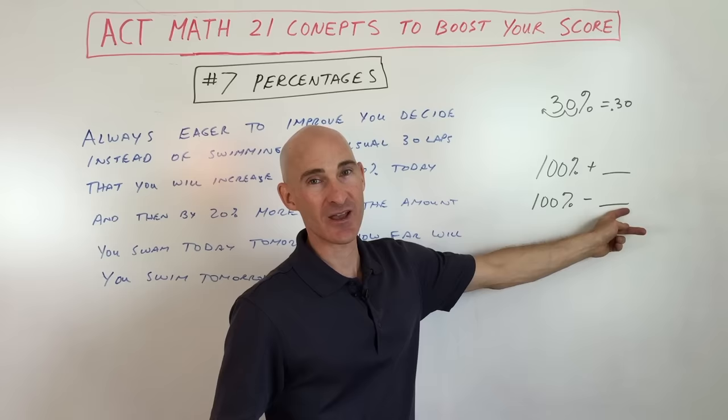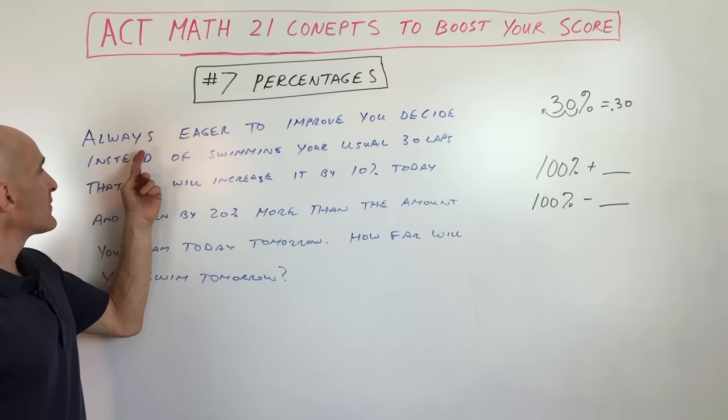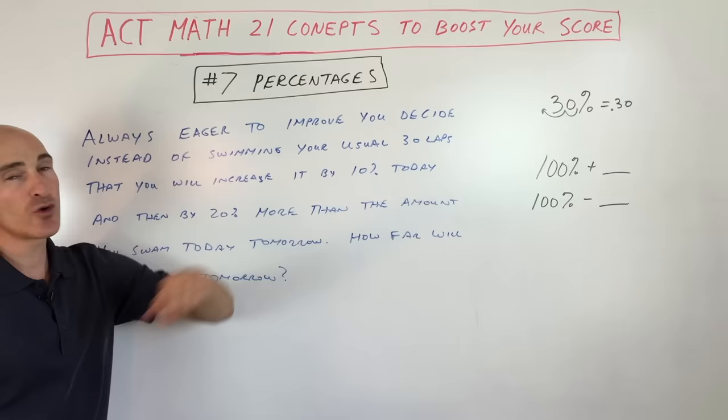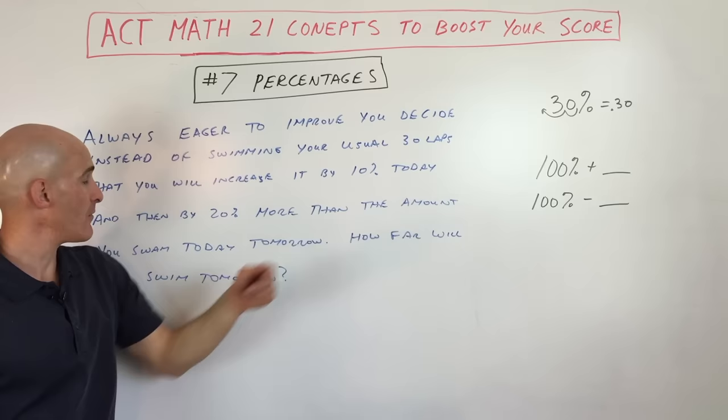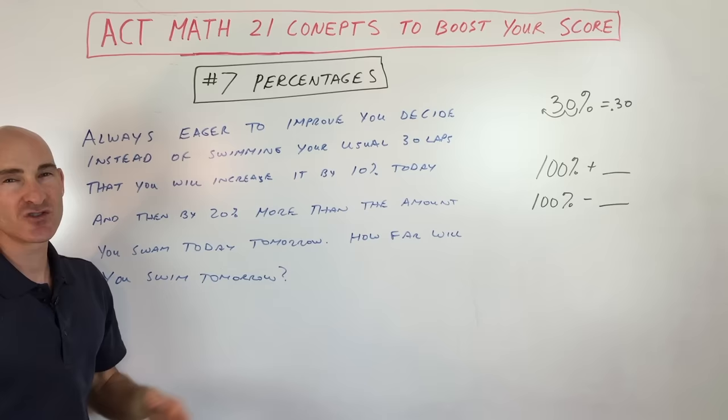Let's take a look at an example. See if you can do this one on your own, and we'll go through it. Always eager to improve, you decide instead of swimming your usual 30 laps that you'll increase it by 10% today, and then by 20% more than that amount that you swam today, tomorrow. How far will you swim tomorrow? So do you understand the question? It's basically saying that you normally swim 30 laps, you're going to swim 10% more today.